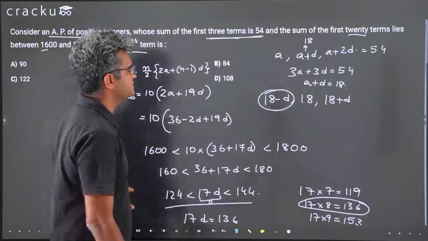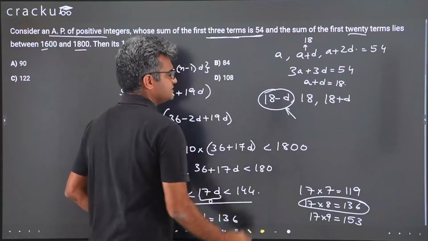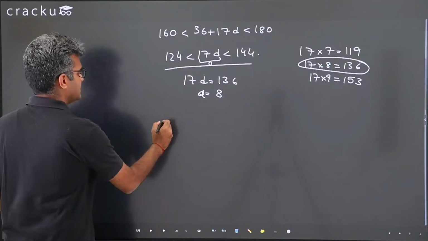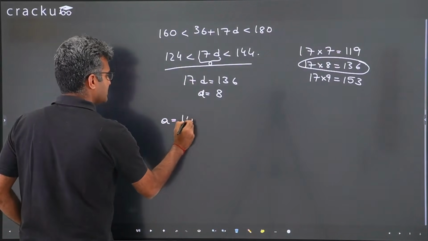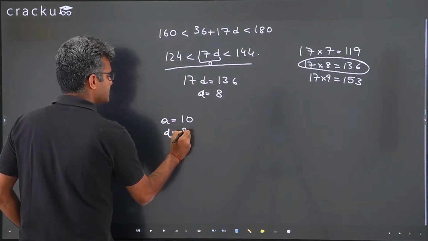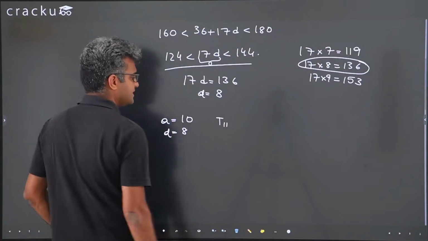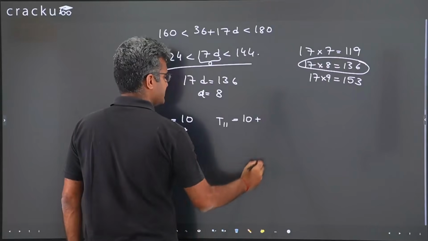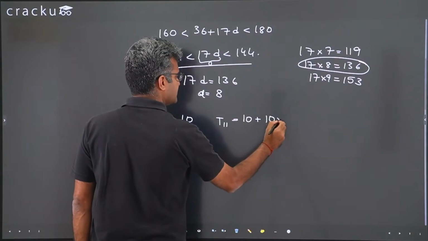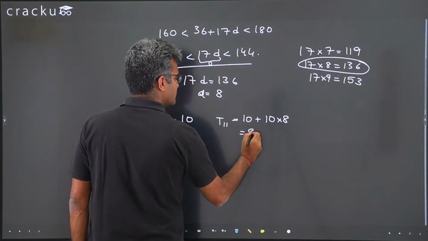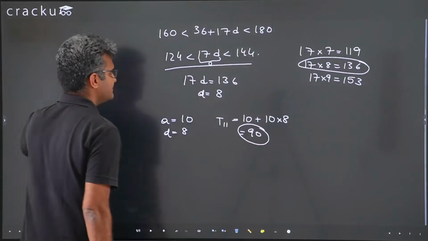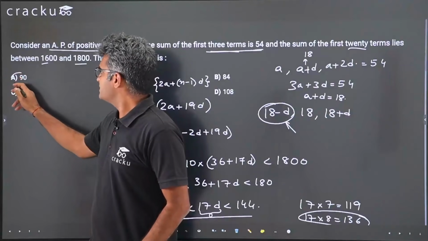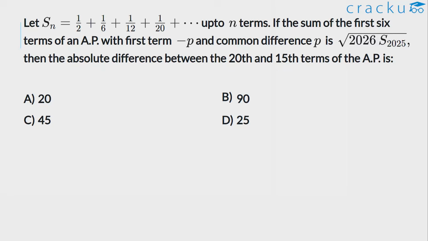So what is the first term? First term of the arithmetic progression is 18 minus d. So a is equal to 10, d is equal to 8. We are required to calculate the 11th term, which is equal to the first term plus 11 minus 1, which is 10, into d. This is equal to 90. So the 11th term of this given arithmetic progression will be equal to 90, which is option A.